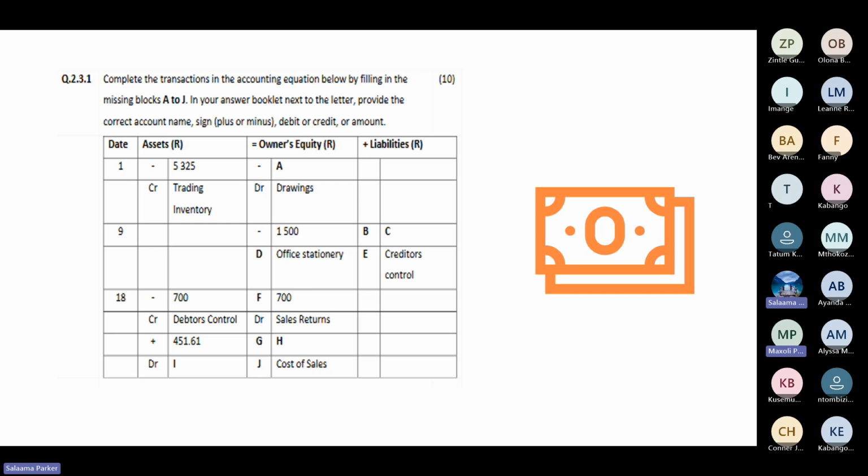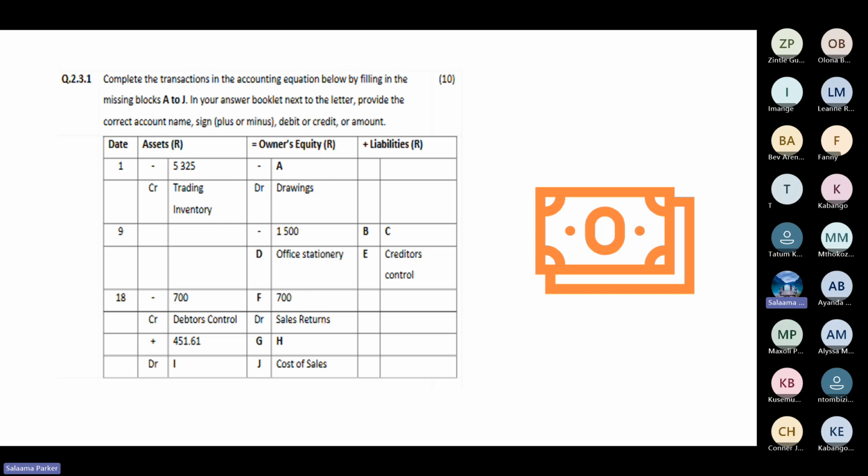So if it's in the first little block, it's a sign. This is the amount. And then D and E is what you had to show here. You see, debit drawings, credit trading inventory. So you just needed to know that below this you need to show the double entry. D will be debit office stationery, E will be credit creditors control.